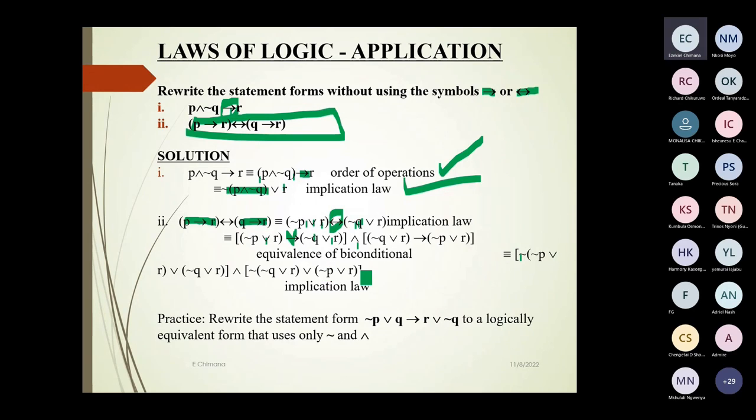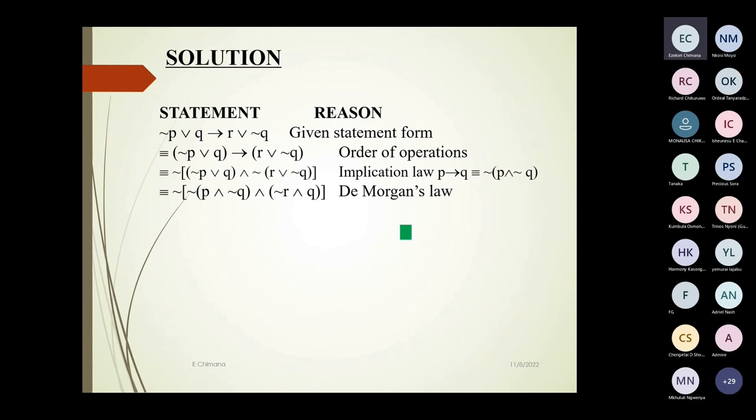So practice: rewrite the statement form, negation of P or R, or Q implies R or negation of Q, to a logically equivalent form that uses only negation and an and. So this one is a practice for you that you can go through. And this one is the solution.